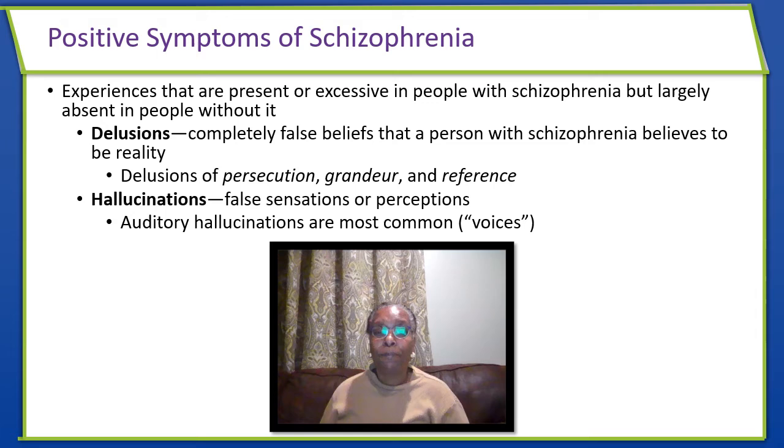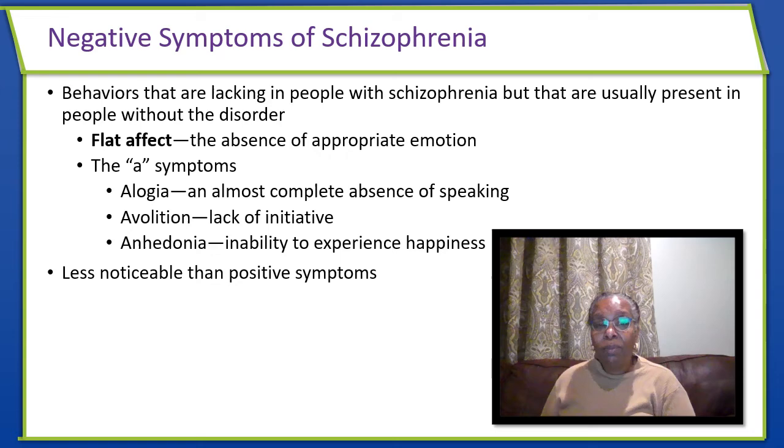Now, when we talk about negative symptoms here, we're looking more at how their mood is. A person with schizophrenia will usually present with a flat affect. That means emotions are really not being seen at all for this person. And then there are the A symptoms. Alogia is when there's no speaking; the person with schizophrenia won't speak. Avolition is that there's really no initiative or motivation by the person. And then anhedonia is that they just can't feel any sense of happiness within them.